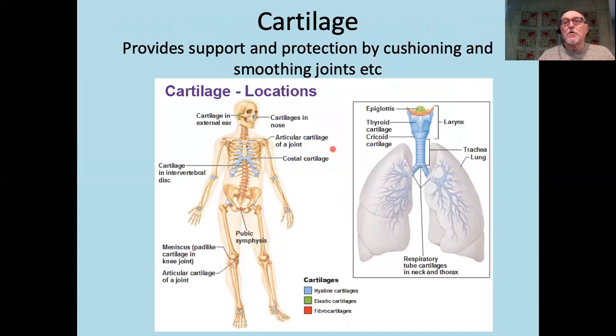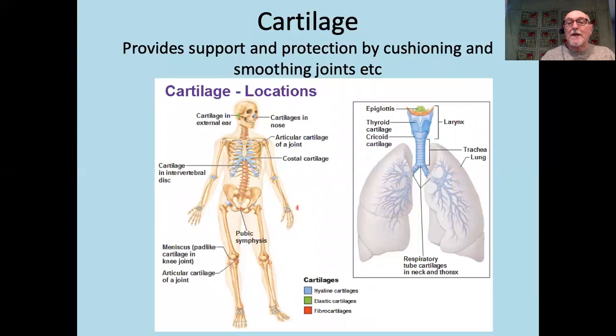I'll just finish off by talking about cartilage. And this is another dense connective tissue. Cartilage provides support to organs. It can be structural, and it also cushions. So, for example, the ends of all our bones are capped with cartilage, and the cartilage there provides a smooth surface for the joints to articulate one against the other.